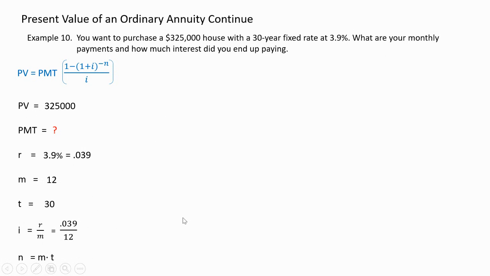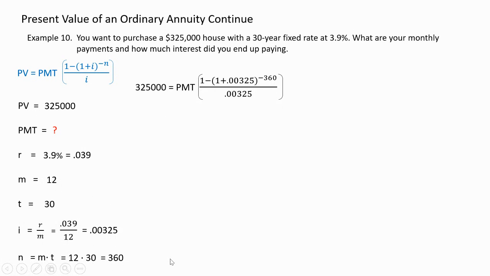So the I will be R divided by N, 0.039 divided by 12, which will give us 0.00325. And the N will be 12 times 30, right? The M times the T, where M is 12 and T is 30. So it's going to be 360. So let's plug them in.